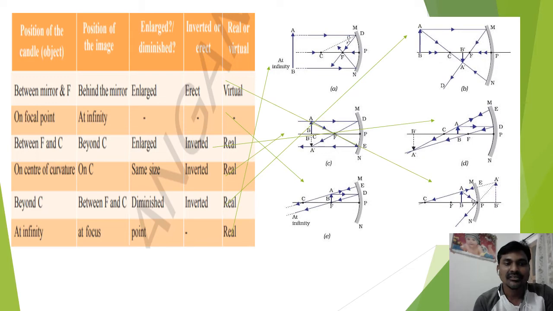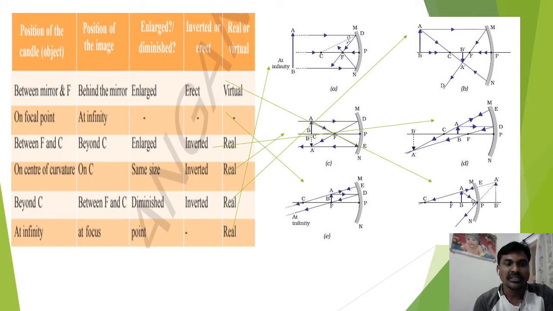In the third case, when we place the object between the focal point and the center of curvature, the position of the image is beyond the center of curvature, and that is an enlarged, inverted, and real image. Real image means we can capture it on the screen. And in the fourth case, when we place the object on the center of curvature, we get the image on the center of curvature, and the nature of the image is the same size as the object, inverted and a real image.